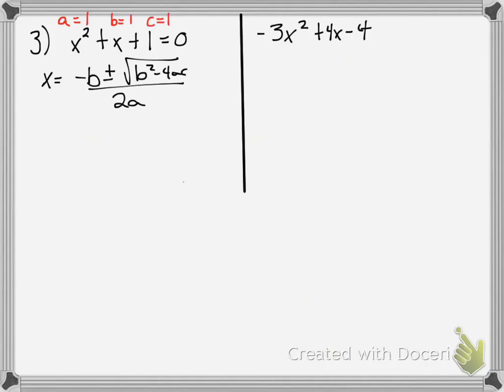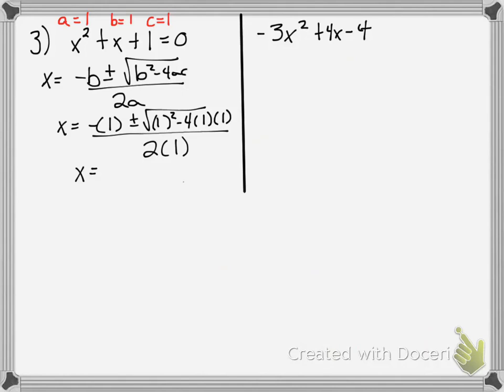So now I'm going to just fill in my equation where I've got x equals negative 1 plus and minus the square root of 1 squared minus 4 times 1 times 1 all over 2 times 1. So now I just need to simplify this.